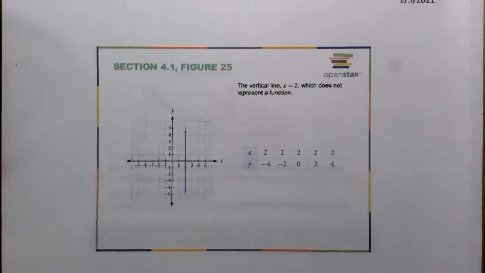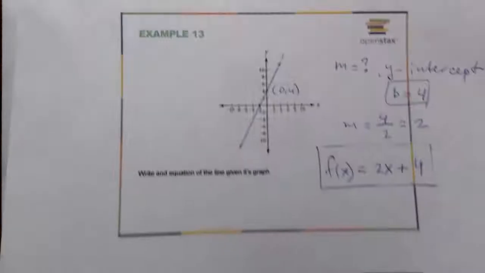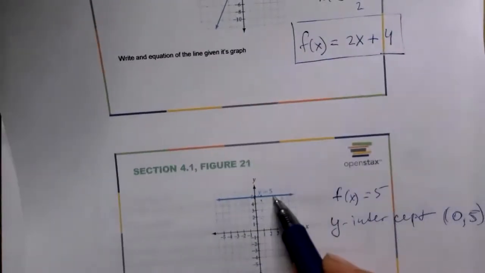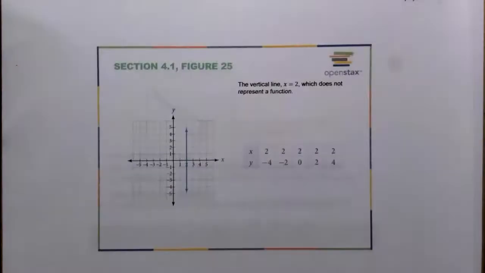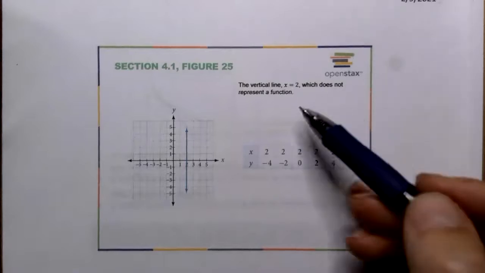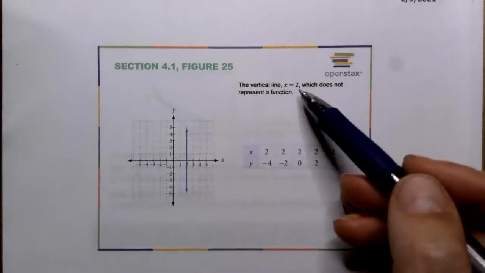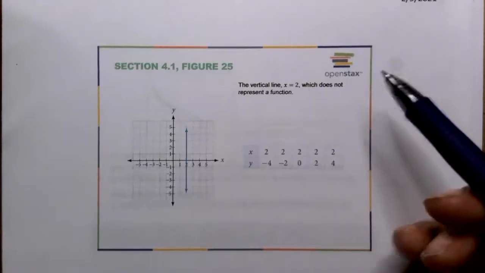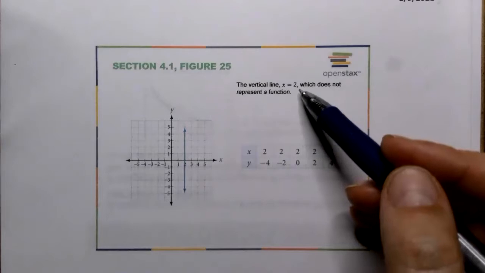Here's another special case for linear functions. It's a vertical line. And in the previous one, in the horizontal line case, we had y equals 5. That was the equation of the horizontal line. Now the equation of the vertical line is x equals a number, and it could be anything. In this instance, it's 2. Okay, so this is a vertical line.